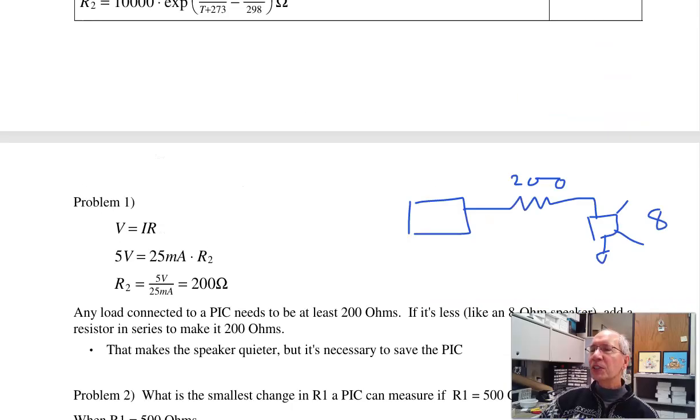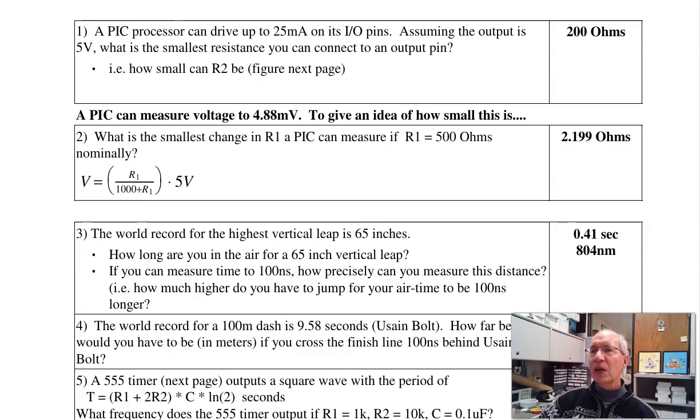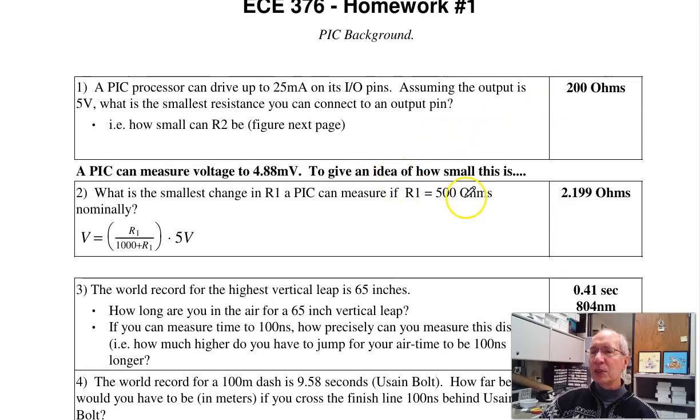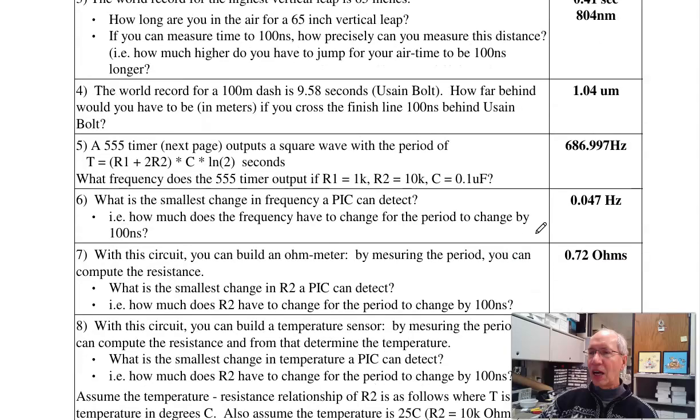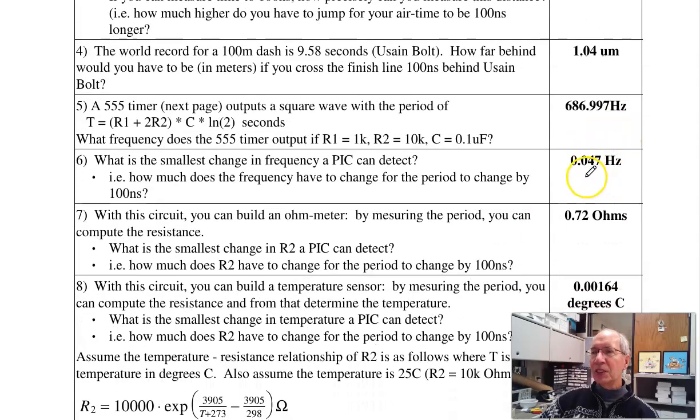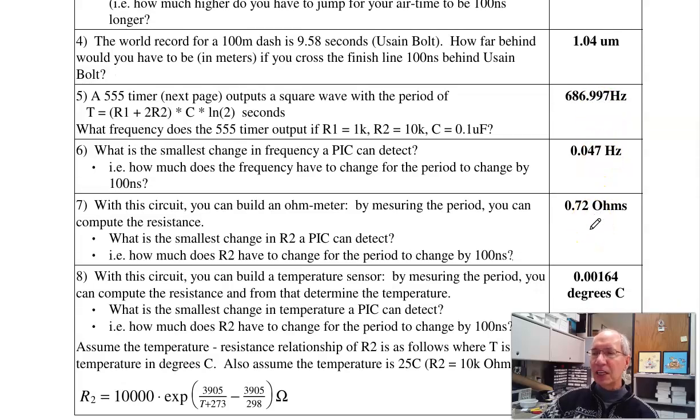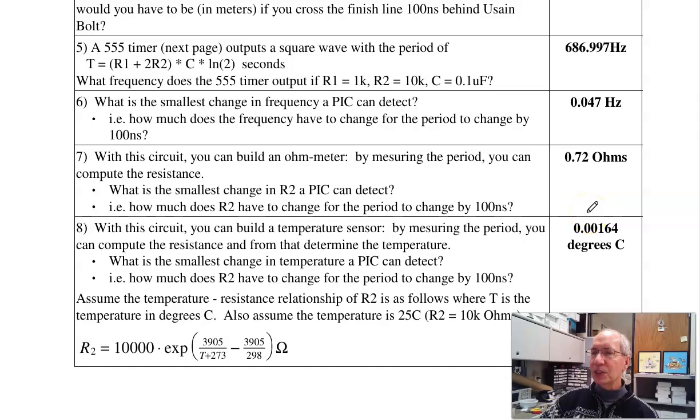So the process we're using in this class is actually pretty powerful. With it, I can build an ohm meter and measure 500 ohms within 2 ohms if I use the analog input. I can measure frequency to 0.047 hertz at 686 hertz. I can measure resistance to 0.7 ohms at 10K. I can measure 10 kiloohms for temperature within 0.001 degrees Celsius. That is homework set number 1. Have respect for this processor. It's really quite capable.